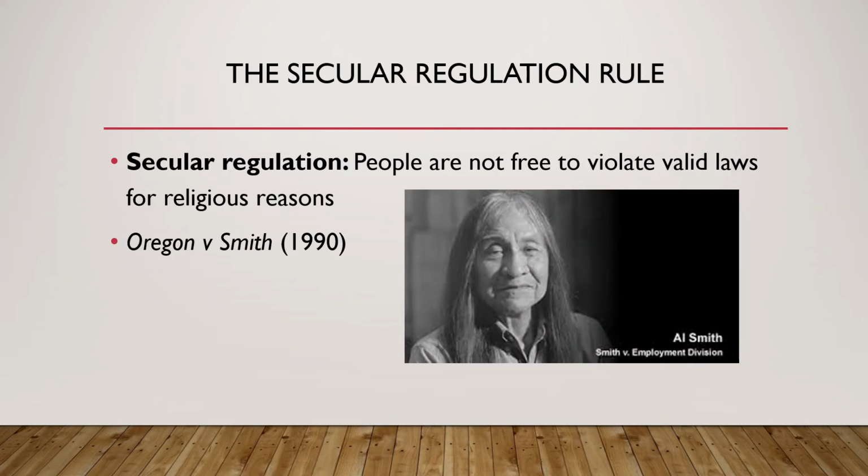That lasted until 1990, in a case called Oregon versus Smith, where the Supreme Court pretty much did a complete turnaround. So Oregon versus Smith is a really important case because it establishes this notion of secular regulation. It's sometimes referred to as the secular regulation rule. And it involved this guy here in this picture. His name is Al Smith. He's a Native American. And he worked as a drug rehabilitation counselor in a drug rehabilitation clinic in Oregon.